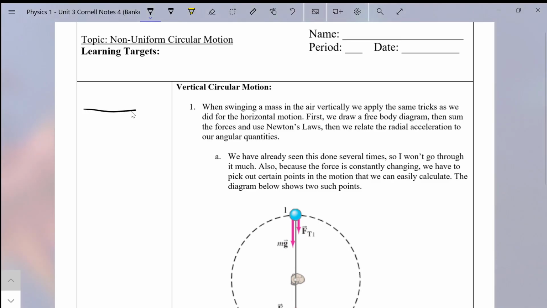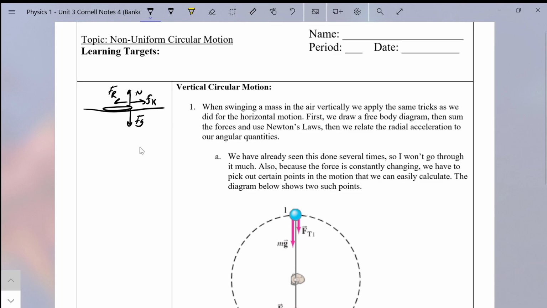So there's a surface and this object is rotating in a circle, and we know there's a normal force, a gravity force, an inward pointing radial force, and occasionally we would have an outward pointing friction force.